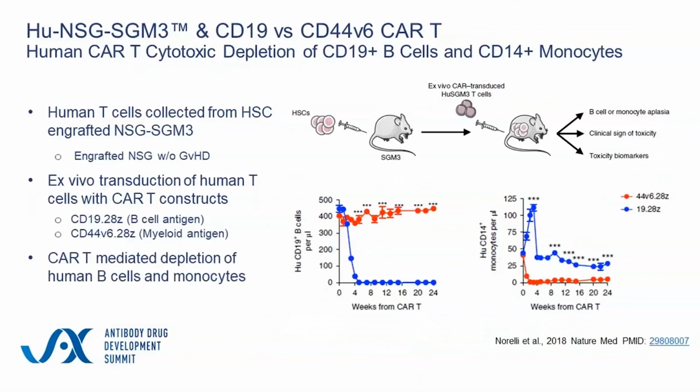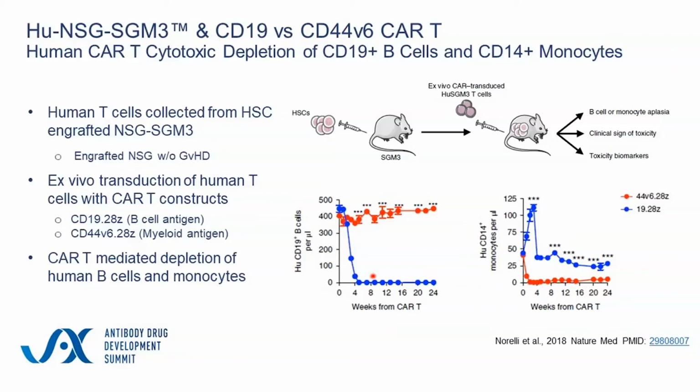So in my last data set here to wrap up, I'm going to switch gears a little bit and talk about the NSG SGM3 model and look at CAR-T studies in this mouse. And I want to use this as an example because it's a really sophisticated study, and if you haven't seen this paper, I would encourage you to take a look, because I'm just going to touch on a few aspects of what they did, but they really did some really interesting and sophisticated work in this paper.